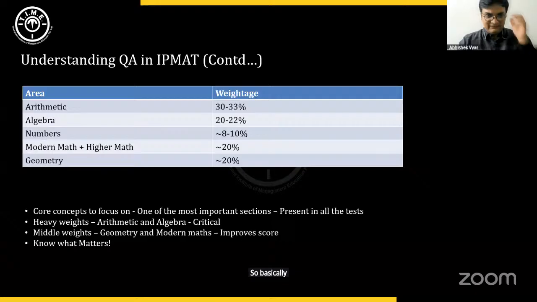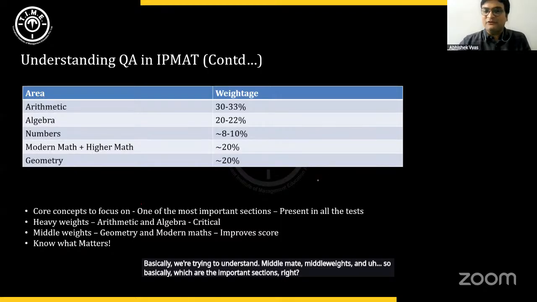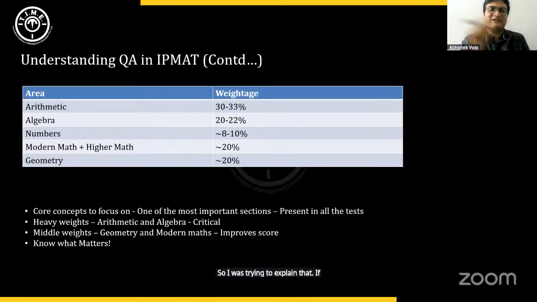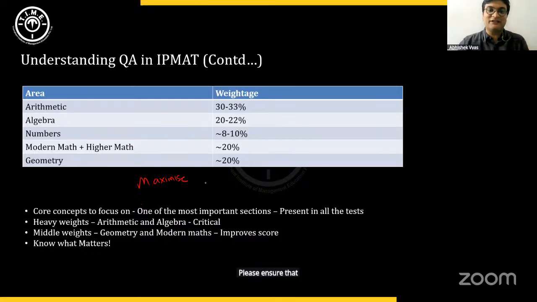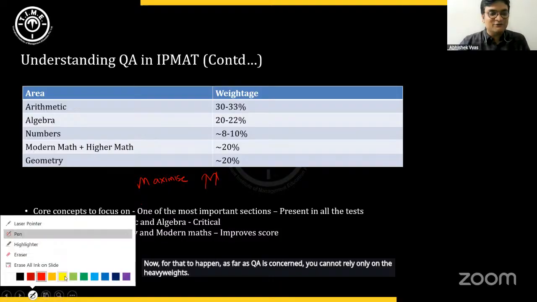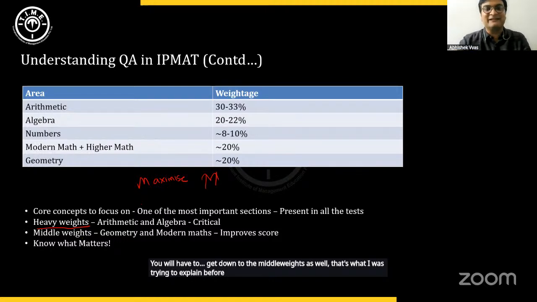So basically, we're trying to understand the middleweights and which are the important sections. I was trying to explain that if you are so worried about the sectional cutoffs, which are very low, you might miss out on the overall cutoff, and hence it is important to maximize your score in at least one of the sections. So be it QA, VARC, or DILR, please ensure that one or two sections are your score maximizers. For that to happen, as far as QA is concerned, you cannot rely only on the heavyweights. You will have to get down to the middleweights as well. That's what I was trying to explain before the technical glitch.